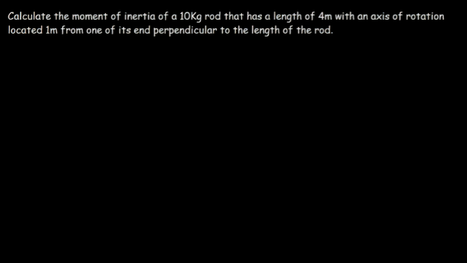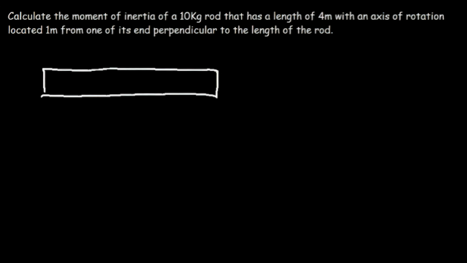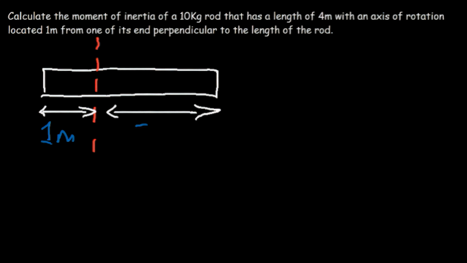Let's try this problem. Calculate the moment of inertia of a 10 kilogram rod that has a length of 4 meters with an axis of rotation located 1 meter from one of its ends, perpendicular to the length of the rod. So let's say this is the rod and the axis of rotation is right here. So the length of the rod is 4 meters, which means that this side is 1 meter. It's 1 meter away from one of the ends, and the other side has to be 3 meters because the total length is 4. So what is the inertia of this system?